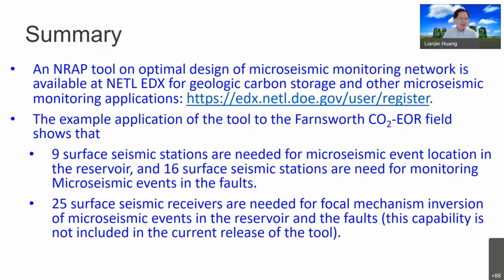The example application of the tool to the functional CO2 EOR field shows that 9 surface seismic stations are needed for microseismic event location in the reservoir, and 16 surface seismic stations are needed for monitoring microseismic events in the fault. And 25 surface seismic stations are needed for focal mechanism inversion of the microseismic event in the reservoir and fault. Focal mechanism inversion capability is not included in the current release of the tool.